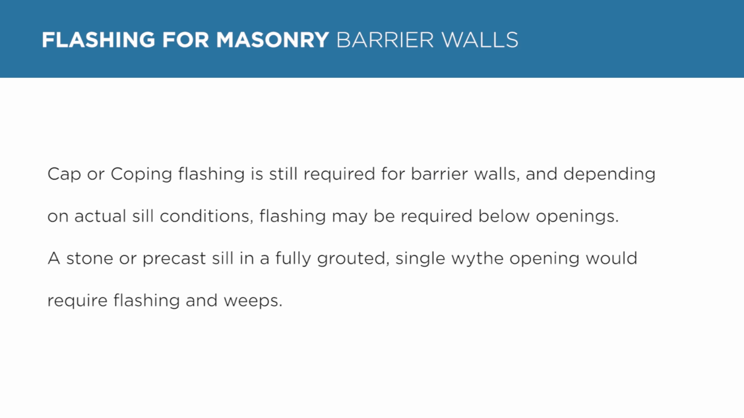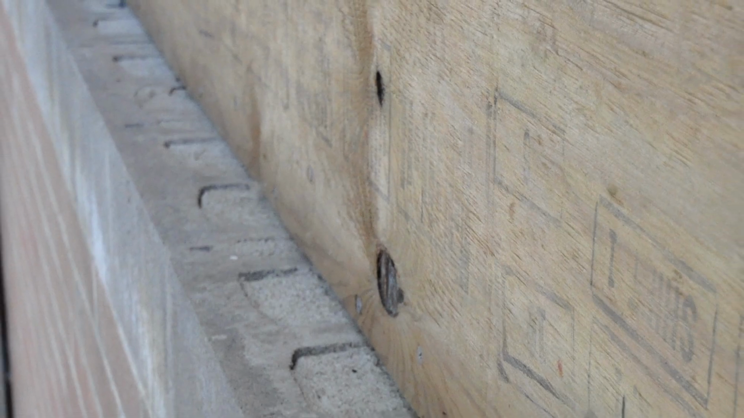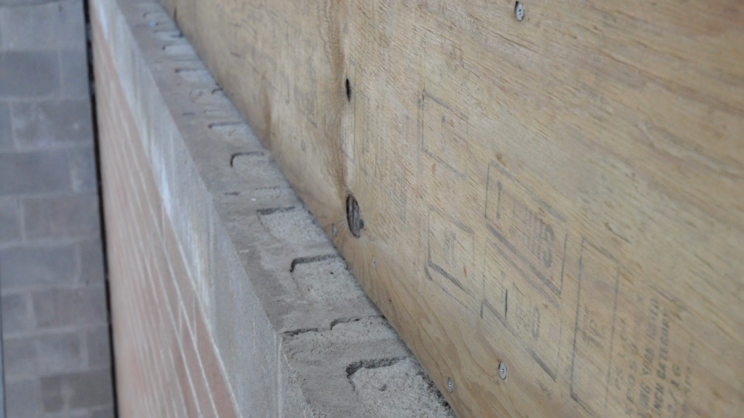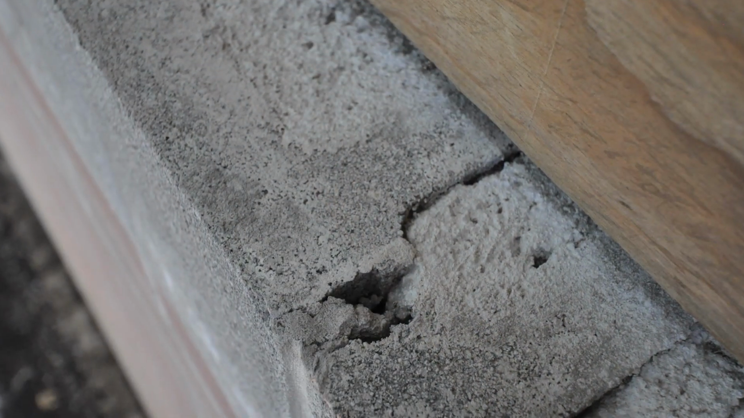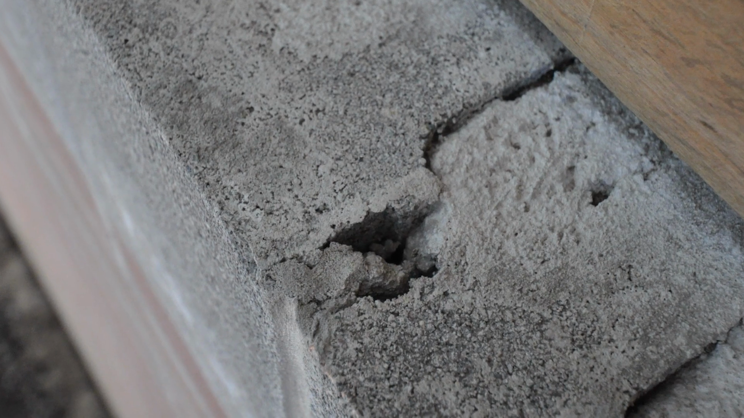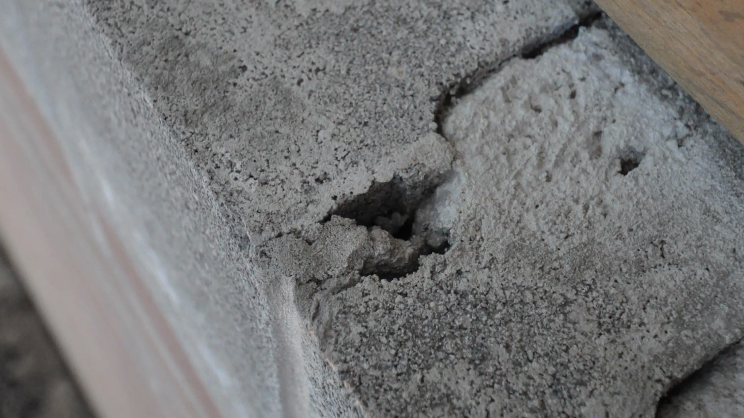A stone or precast sill and a fully grouted, single-width opening would require flashing and weeps. In the case of fully grouted barrier walls, special care should be given to ensure end joint conditions are filled solid as well, to avoid channels where water can accumulate and create staining or allow moisture in the building interior.